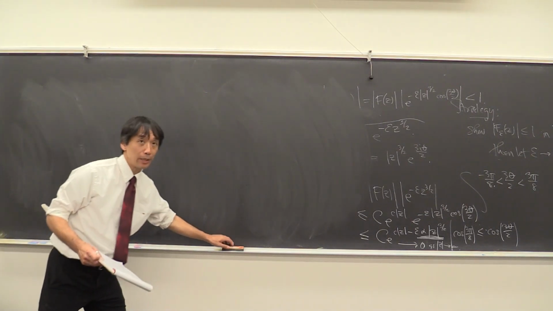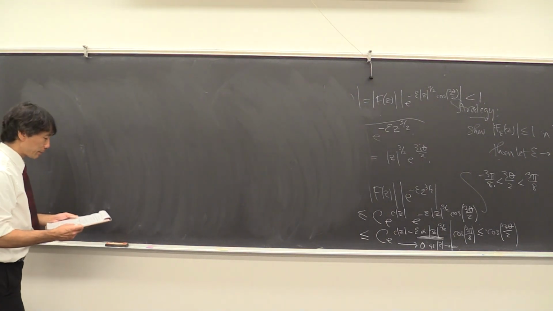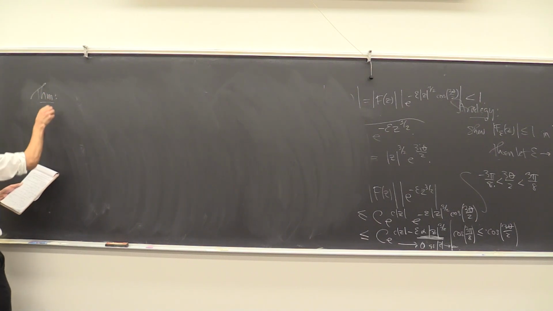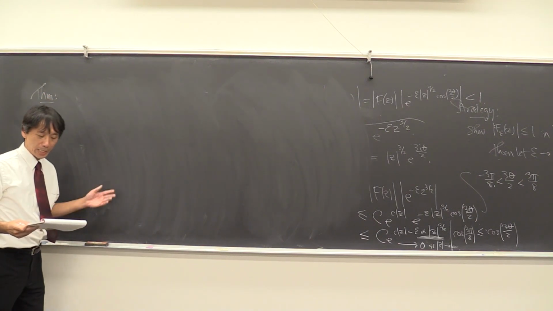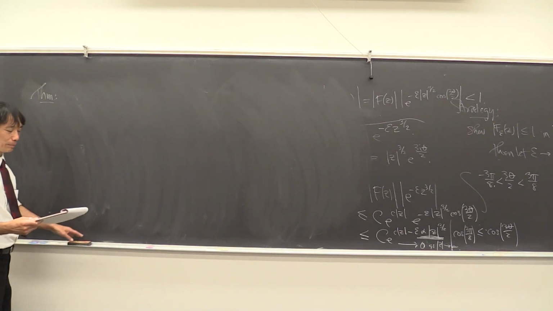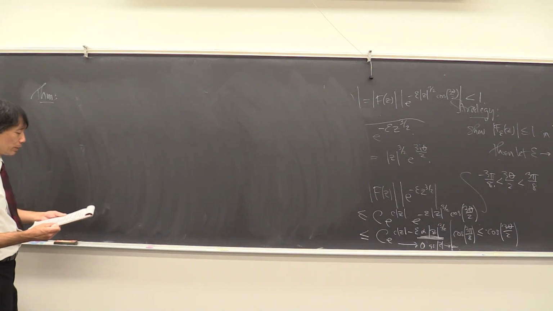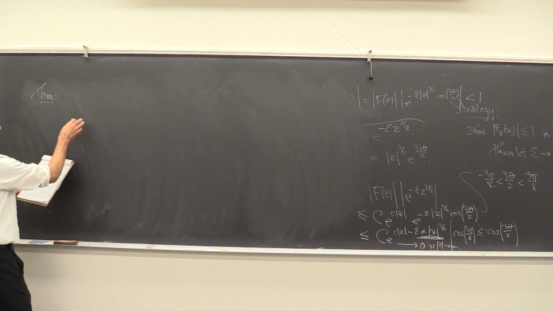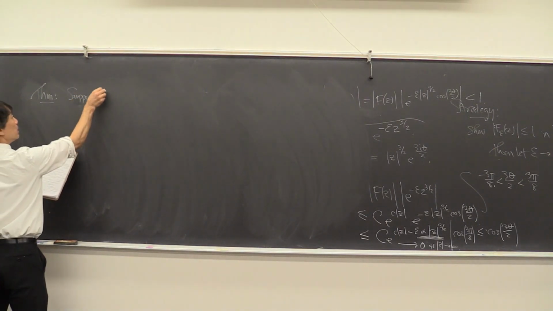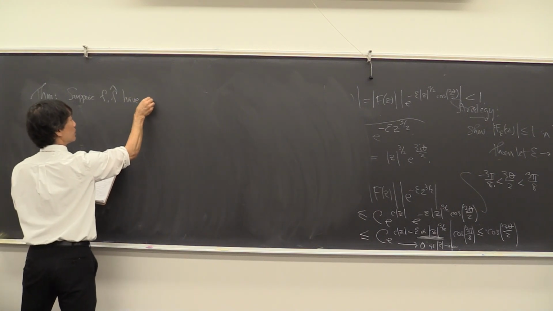Let's see. So let me do at least part of the last theorem in the chapter, which is sort of like a Paley-Wiener theorem. So it says the following. Suppose that f and f hat have moderate decrease.